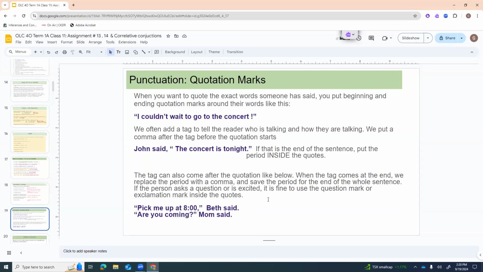But sometimes I put the tag at the end of the sentence. Okay, and in that case, there's a little bit of a trick to it. If it's a period, I don't put it there because it confuses people. They think the whole sentence is over. Instead, I change that period to a comma, and I save the period for the entire end of the sentence. It still goes inside the quotes. If I had a question mark or an exclamation point, we would leave those. We don't change those to a comma because they have a special meaning. These are two more places where we use commas that are a little bit tricky.